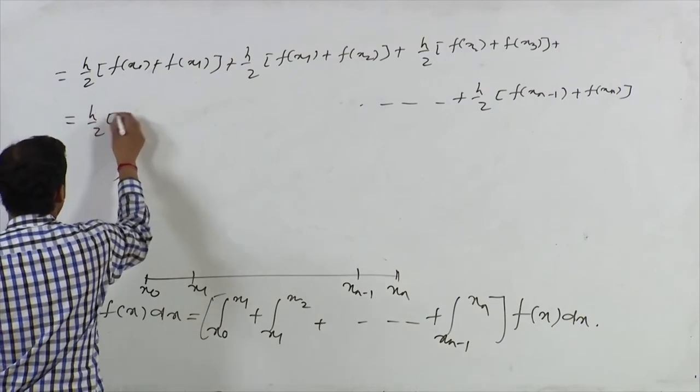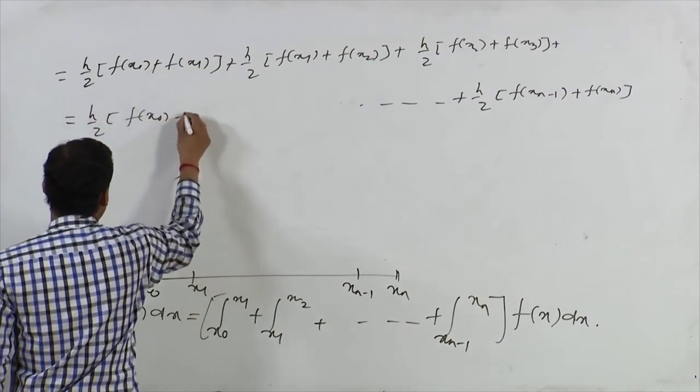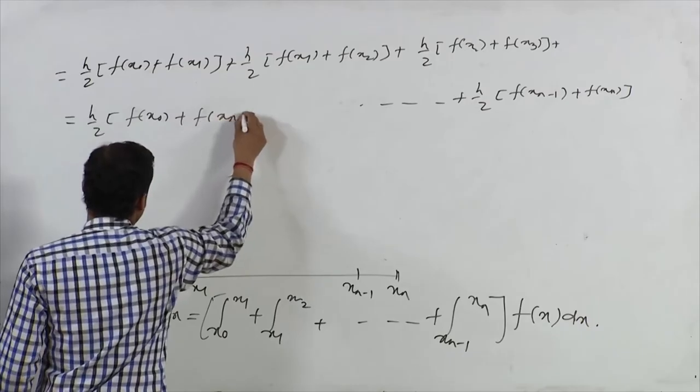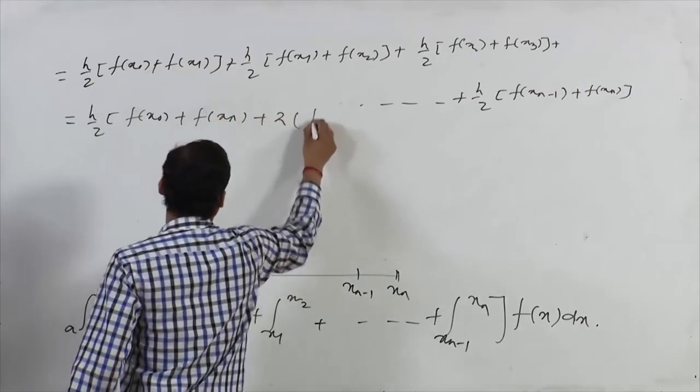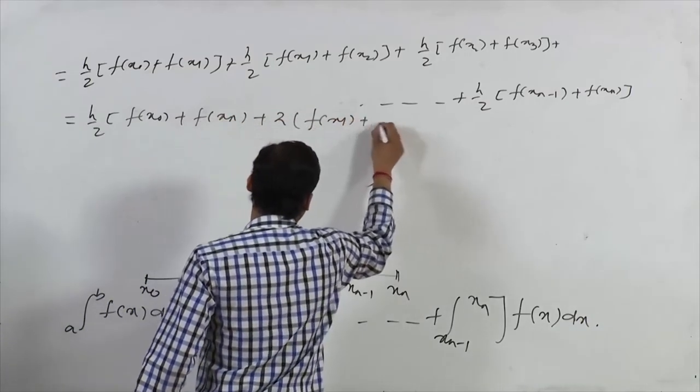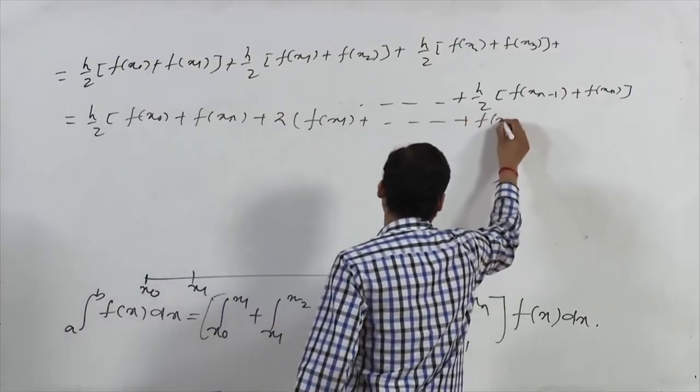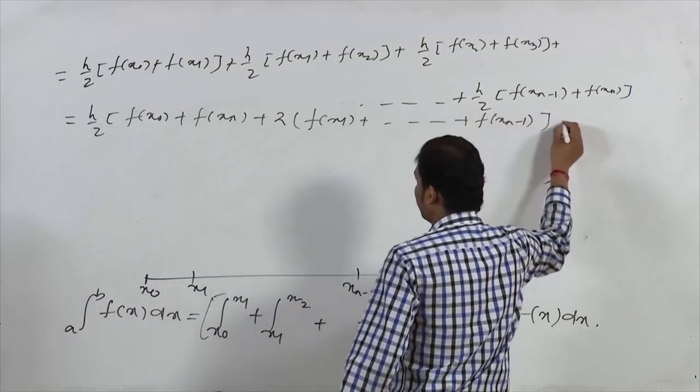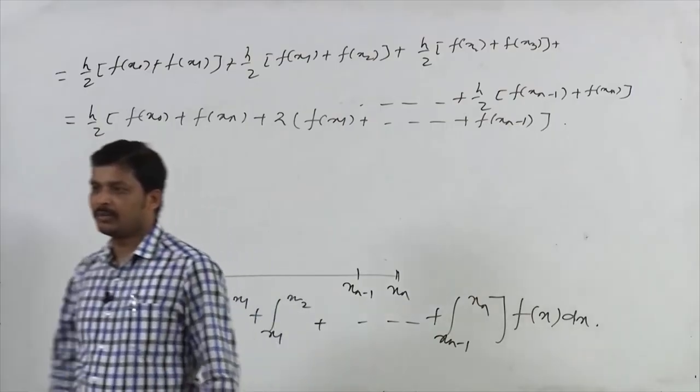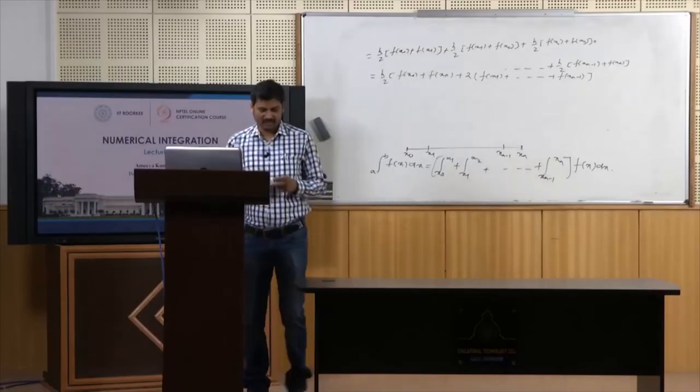we can write this as h by 2 times f of x0 plus f of xn plus 2 times the sum of f of x1 to f of xn minus 1. This is called the composite trapezoidal formula.